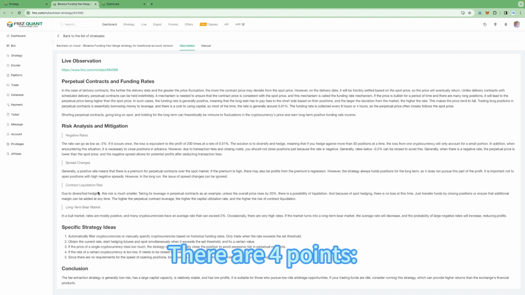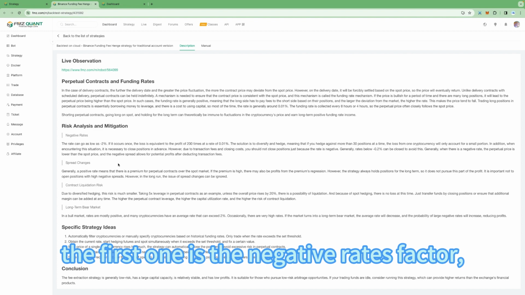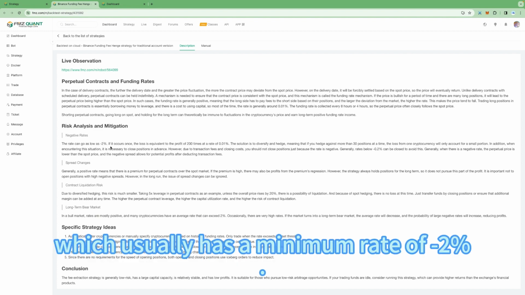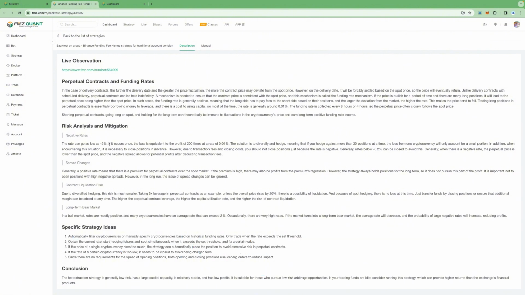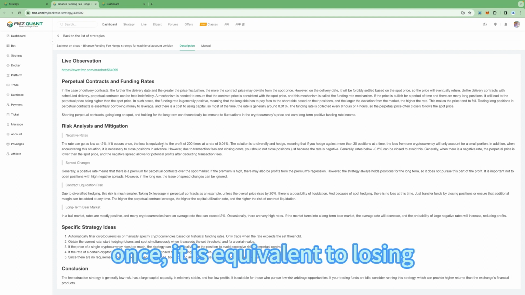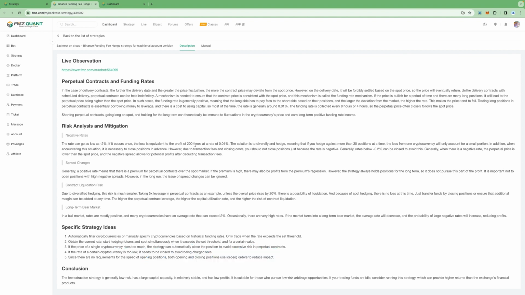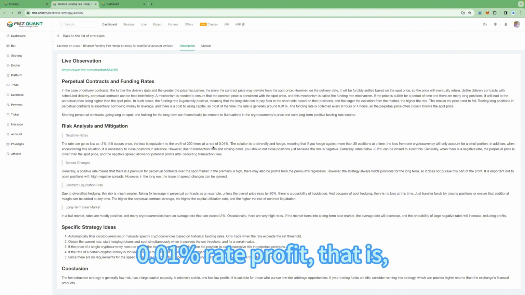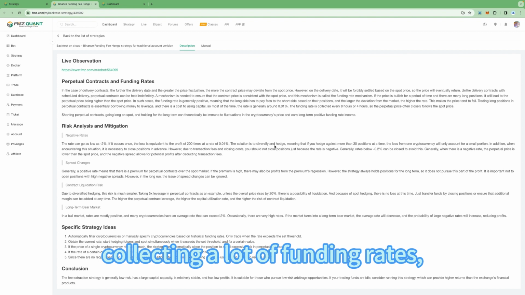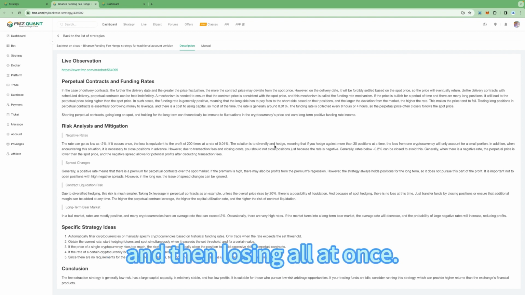Let's take a brief look at the risk analysis and mitigation. There are 4 points. The first one is the negative rates factor, which usually has a minimum rate of -2 points. If it occurs once, it is equivalent to losing 200 times the 0.01% rate profit, that is, collecting a lot of funding rates, and then losing them all at once.